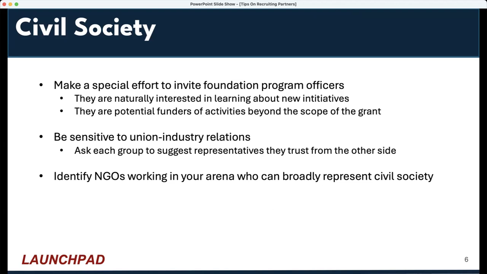If you're inviting union folks, be sensitive to union industry relations. What you might do, especially in industries where they're very highly adversarial, is ask each group to suggest representatives from the other side whom they trust, who they have worked with, or whom they are willing to work with. And then finally, identify NGOs that are working in this arena who can broadly represent civil society. And you'll find that there's certainly a great number of those.